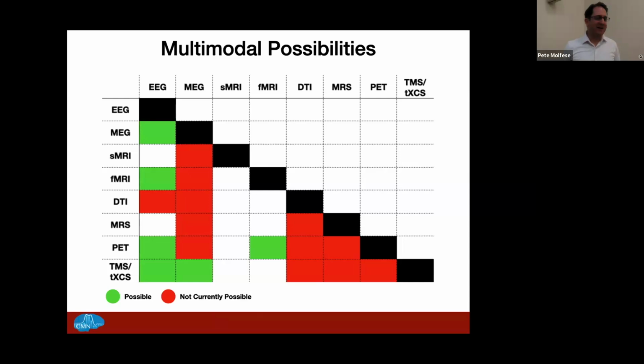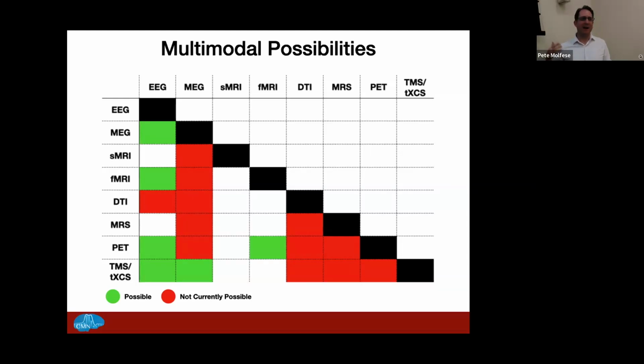So multimodal possibilities are many. I've highlighted them here in green as easily possible. So things like simultaneous EEG-MEG, EEG-fMRI, EEG-PET, and EEG-TMS, like neuromodulation. And then some things that are not currently possible, like you can't really have an MEG inside of an MRI, although I'm sure someday someone will figure that out. And you can't do things like DTI and EEG together because you end up heating up the EEG electrodes.